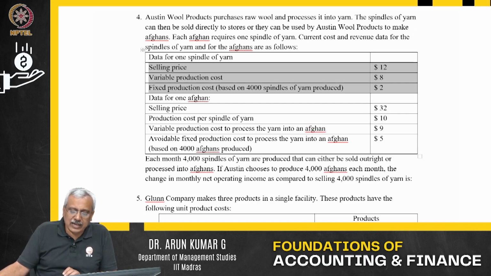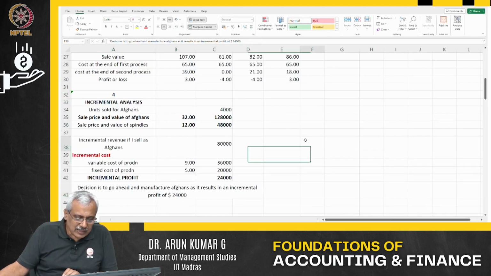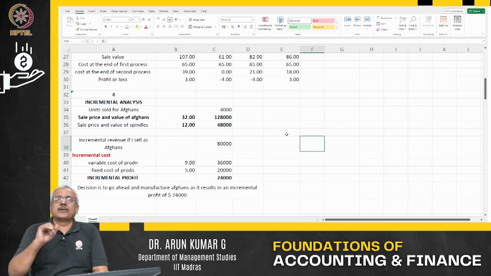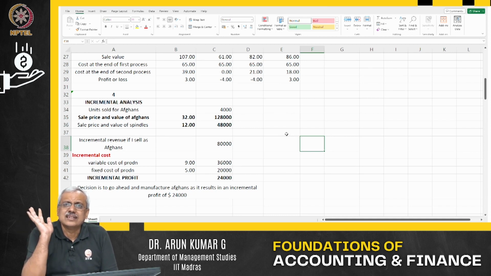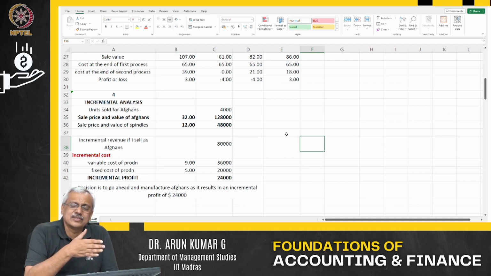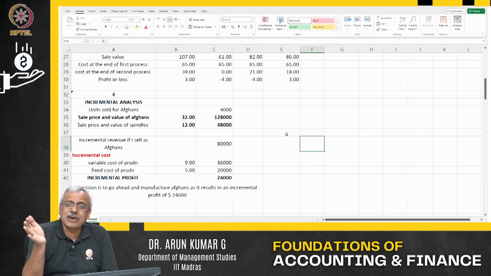Because what is it I am looking at? I am looking at what is called relevant costing. I am looking at making a decision. What is the decision? I have manufactured spindles. I can sell spindles, I can sell as Afghan, I can process further. So, the decision point is go ahead and sell spindles, or go ahead and manufacture and sell Afghans. Relevant cost.